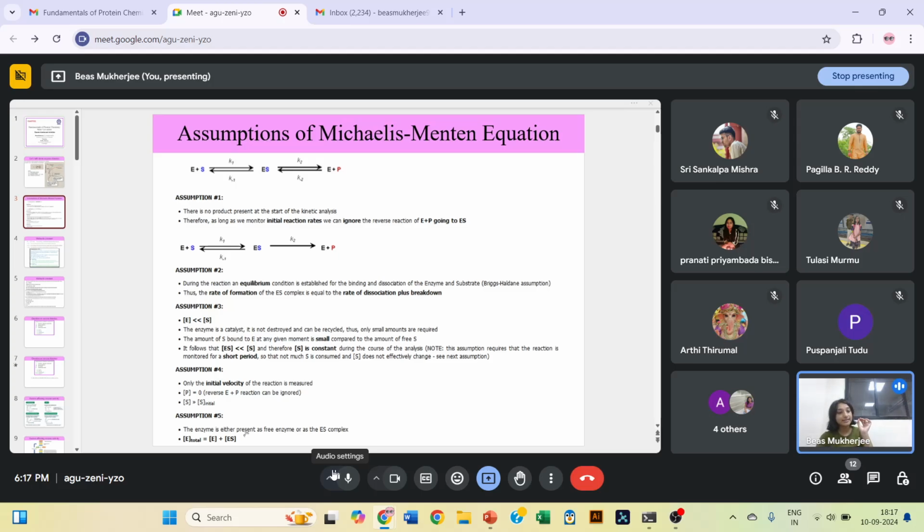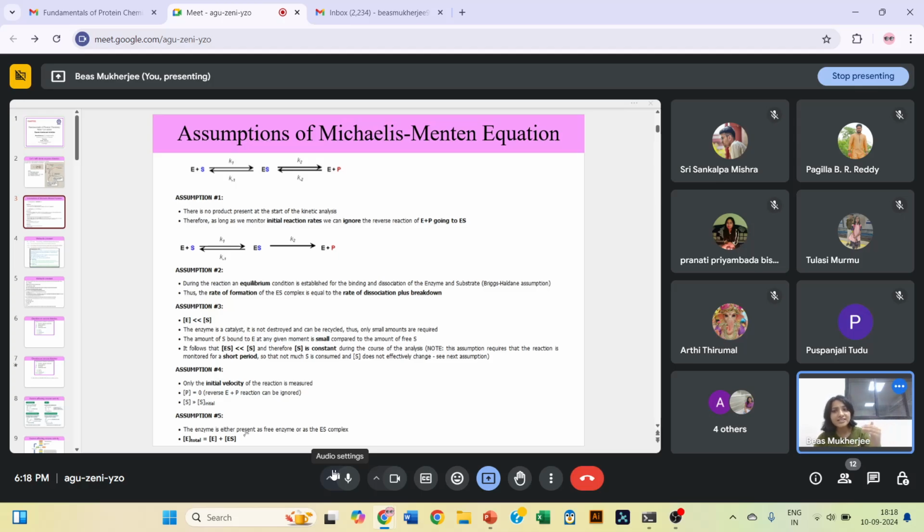And initially at the start of the reaction, we assume that there is no product. So that is one. Steady state hypothesis is two. Then the amount of substrate is supposed to be very high compared to the amount of enzyme present. And so the amount of enzyme substrate complex that gets formed is also very less compared to the total amount of substrate that is present. Then the total enzyme in the reaction is either present in free state or in enzyme and substrate bound state. So your total enzyme, E total, is equal to E plus ES.